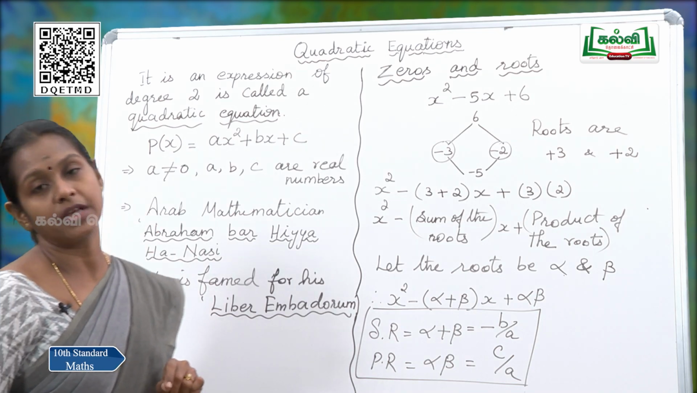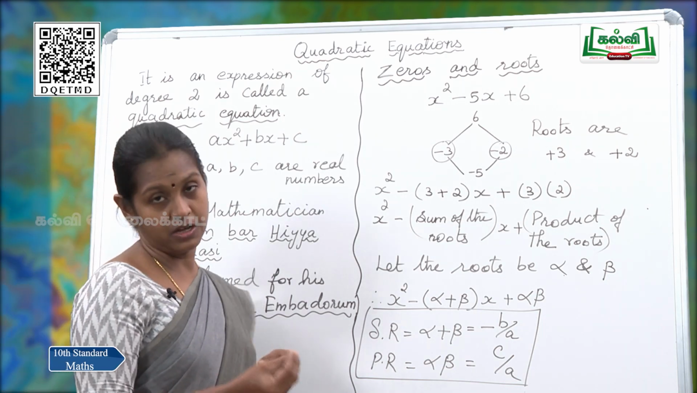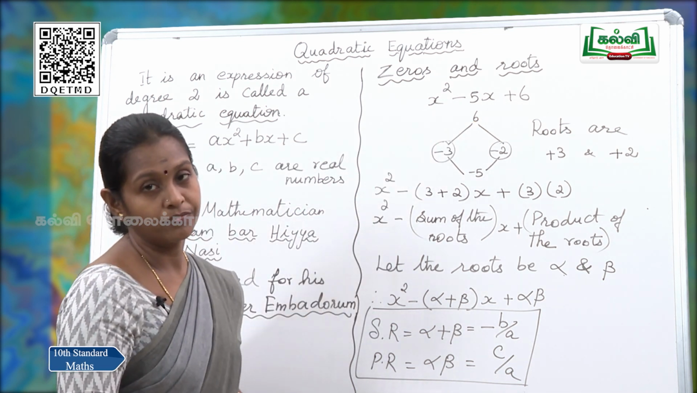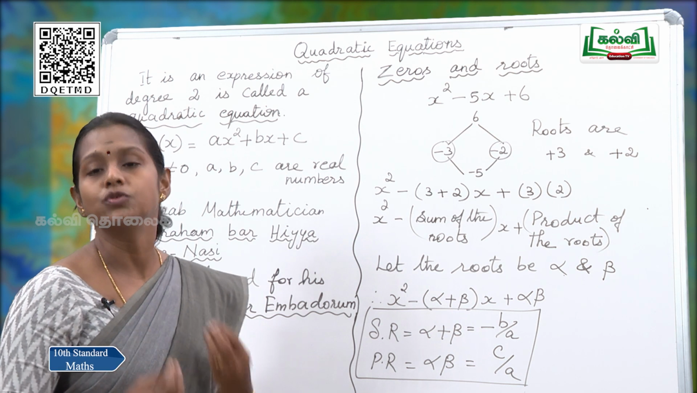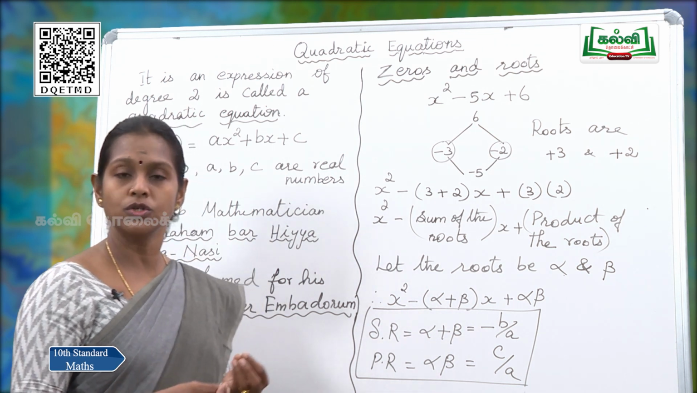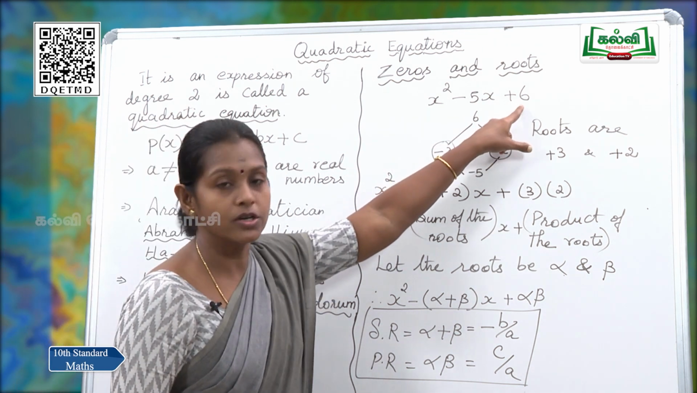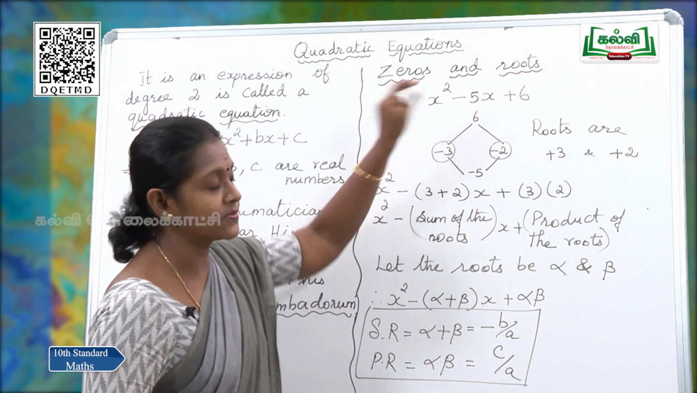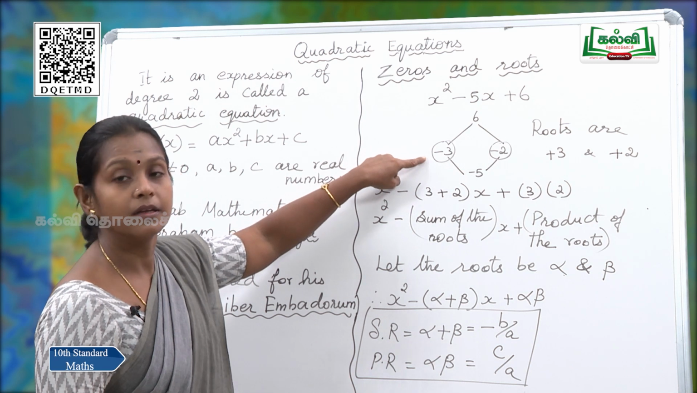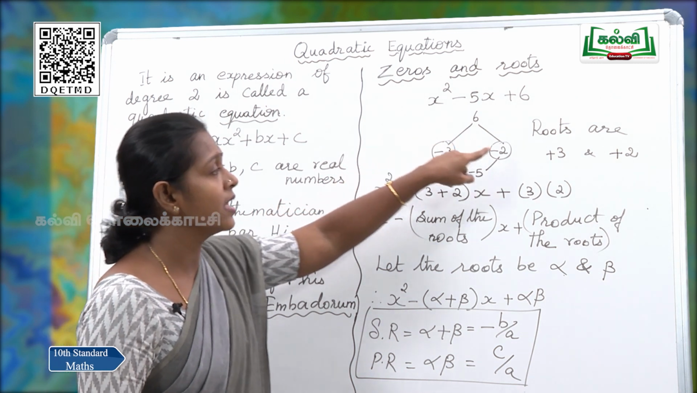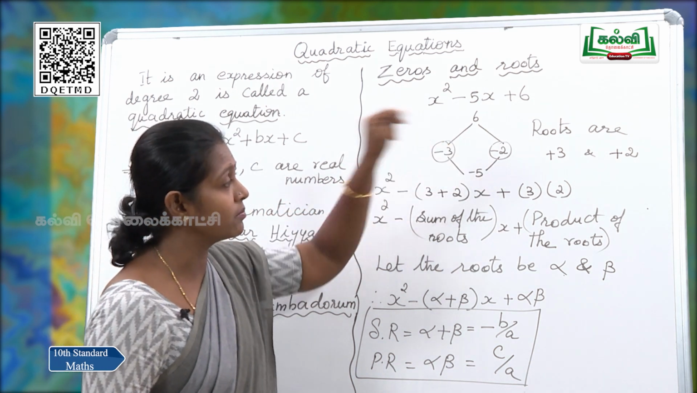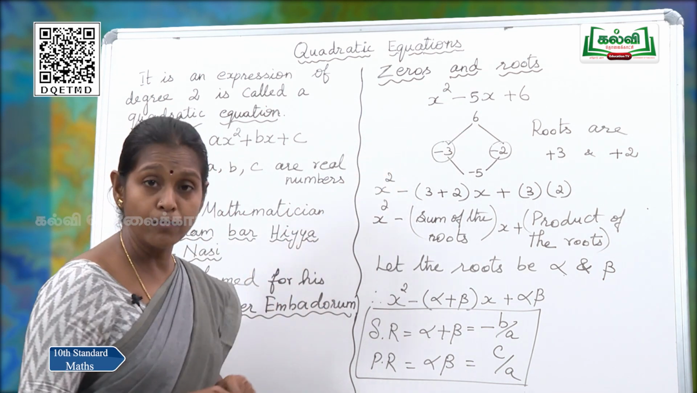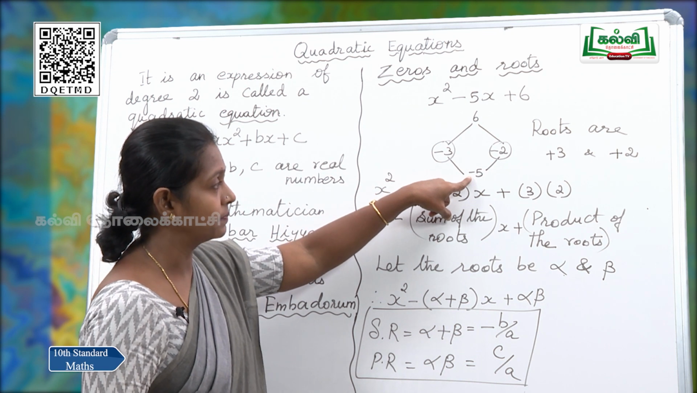So, what are zeros and roots? Let me take one equation. Listen, x squared minus 5x plus 6. Take any two numbers. If you multiply those two numbers, you should get the constant last term. If you add them, you should get minus 5. So, what is that? Correct, minus 3 and minus 2. If you multiply both, you will get plus 6. If you add both, you will get minus 5.